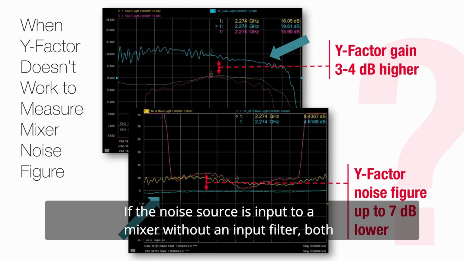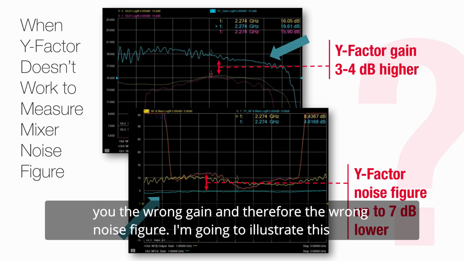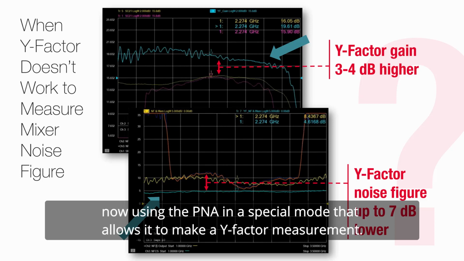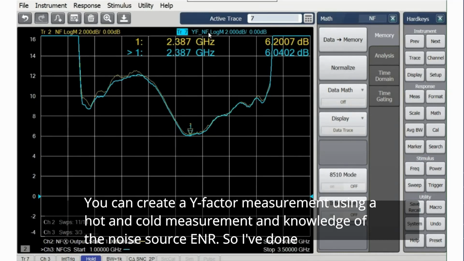If the noise source is input to a mixer without an input filter, both sidebands from the noise source will go into the IF and generate a signal. And this gives you the wrong gain and therefore the wrong noise figure. I'm going to illustrate this now using the PNA in a special mode that allows it to make Y factor measurements. You can create a Y factor measurement using a hot and cold measurement and knowledge of the noise source ENR. So I've done that here.